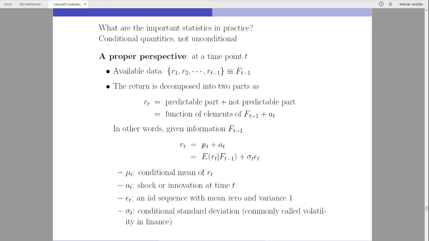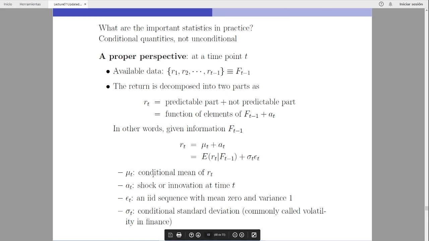Here, mu_t is a conditional mean of a variable. We have talked about conditional distribution before. a_t is a shock. We'll call it innovation. It's generally something that comes from outside. Now, epsilon_t is an IID sequence with mean 0 and variance 1, which is mostly a normalizing parameter. And sigma_t is what we're going to call a conditional standard deviation.